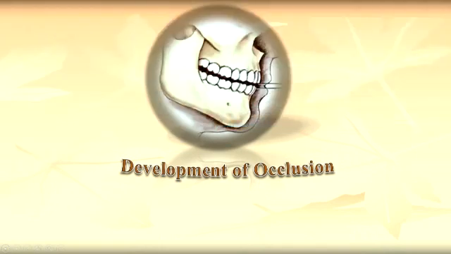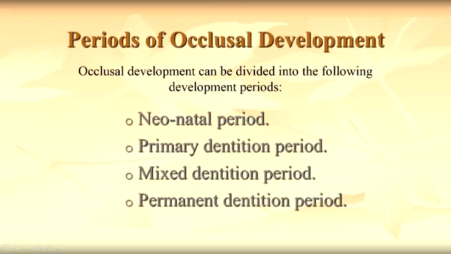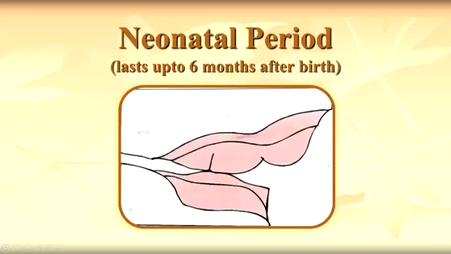My lecture today to my students is about the development of occlusion. Development of occlusion is very important for the dentist and for all specialties. The period of occlusal development can be divided into the following periods: the first one, the neonatal period, then the primary dentition period, the mixed dentition period, and finally the permanent dentition period.